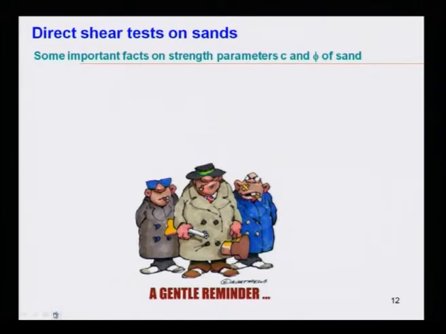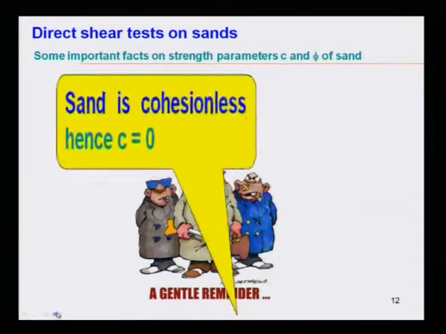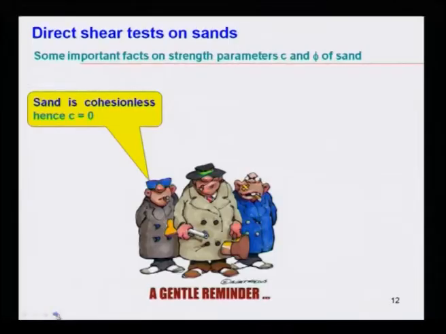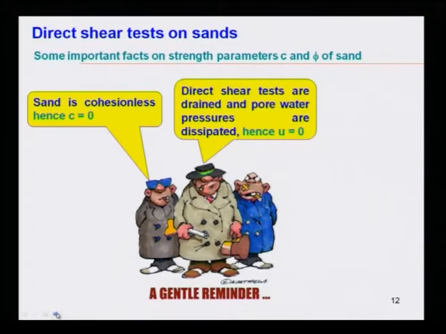Some important facts on the shear strength parameters C and phi of sand, obtained from the direct shear test on sand. Remember, sand is a cohesionless soil, hence the C parameter is 0, C is equal to 0. Second, direct shear tests are drained and pore water pressures are dissipated. As I said earlier, the direct shear test gives the best result for drained tests. That means in this case pore water pressure U is equal to 0.